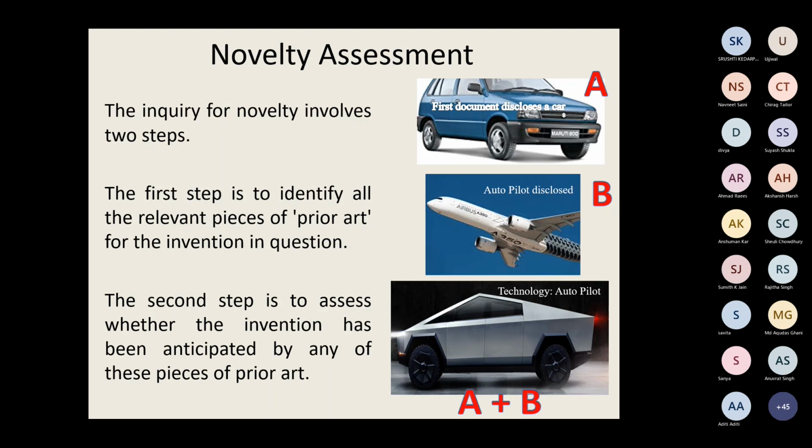You can see that example also, if this is visible. See this example: A, the first document, discloses a car. This is A. Next is autopilot, disclosed in B. Now, the combination says this technology, autopilot car. We can say that A plus B is this invention.